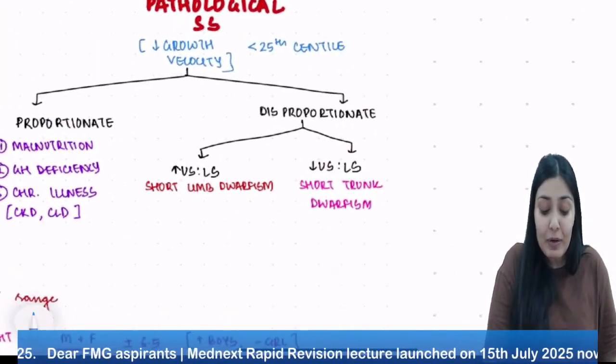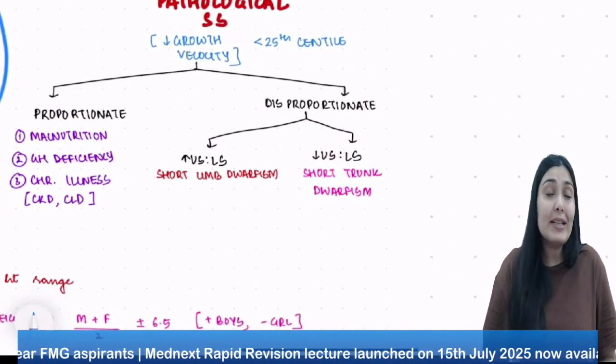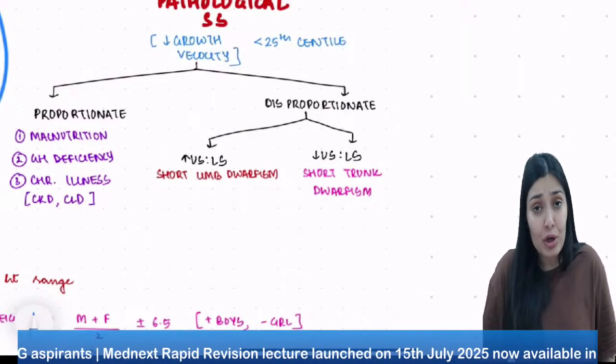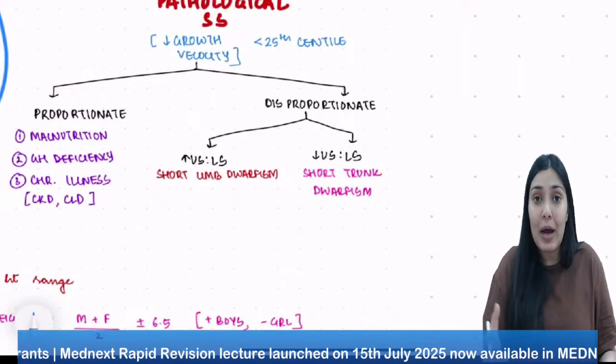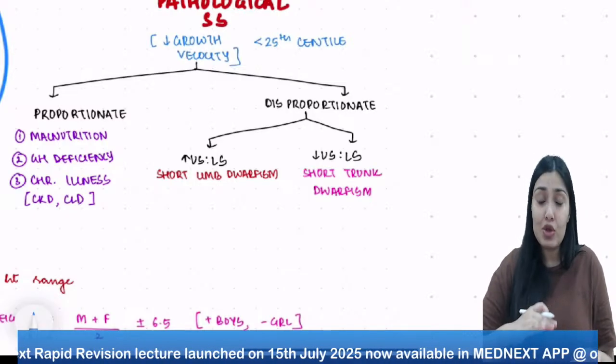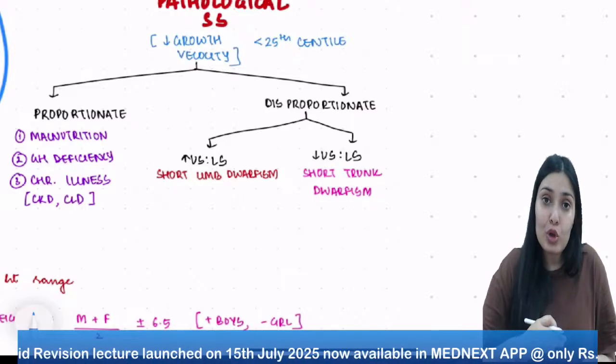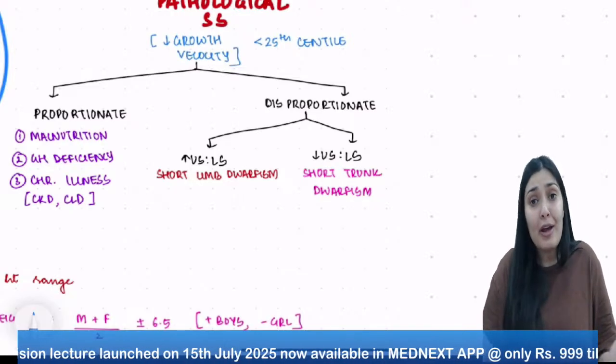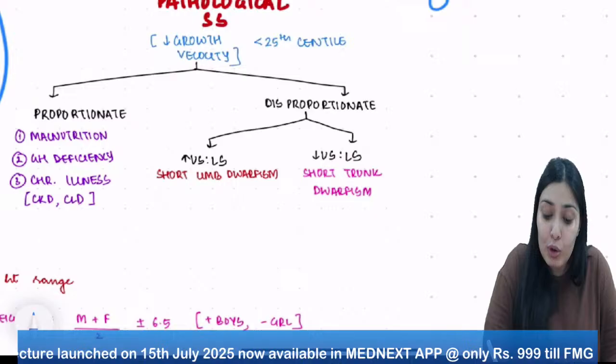Then comes pathological short stature. Pathological short stature can be further divided into proportionate and disproportionate short stature. Proportionate, you can easily imagine that proportionately the child is short. That means the upper segment is also short, lower segment is also short. We all understand what is upper segment, lower segment.